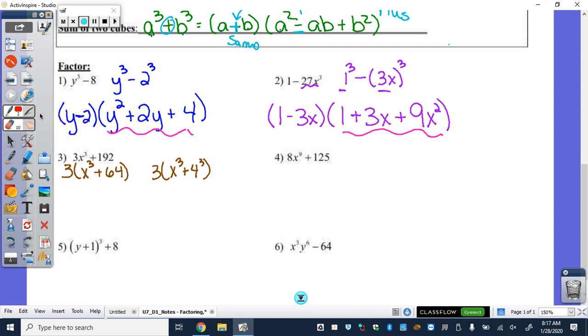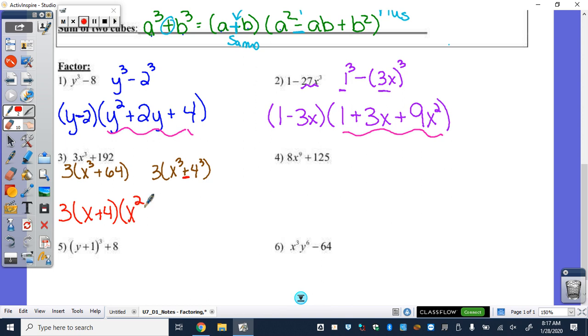So just like all of our other GCFs, that 3 is going to stay out in front even when we follow the rules for our factoring of our cubes. It's not going to go anywhere. It's going to stay there just like every other GCF. So this time it's plus. So this is going to start out as x plus 4. That sign is always the same as your original problem.